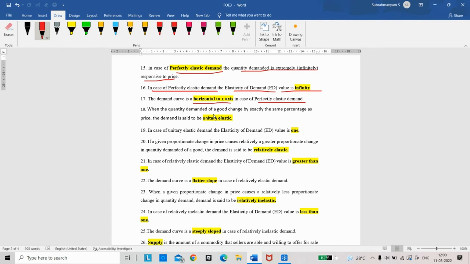When the quantity demanded of a good changes by exactly the same percentage as price, the demand is said to be unitary elastic. That means some percentage change in the price level leads to exactly the same percentage change in the quantity demanded. Suppose a 20 percent change in the price level leads to a 20 percent change in the quantity demanded, or a 40 percent change in the price leads to a 40 percent change in the quantity demanded. That demand is said to be unitary elastic.